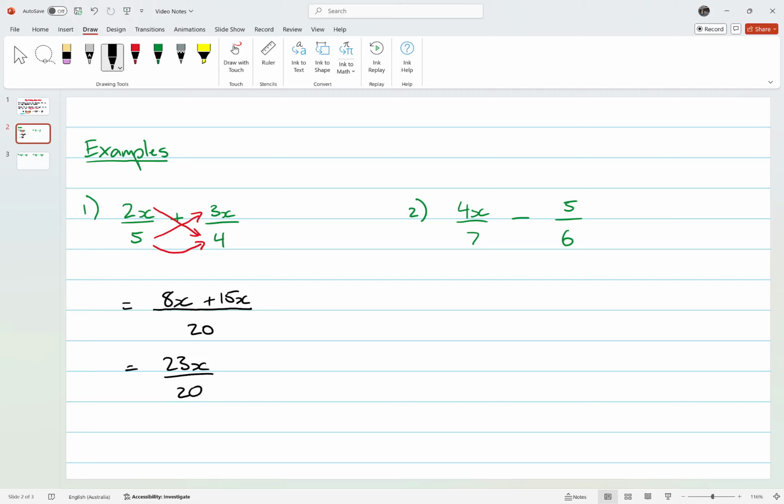So we'll just be left with 23x over 20. And we can't simplify that any further because 23 and 20 do not have a common factor. So that's our answer, 23x over 20. I'll just bring that down.